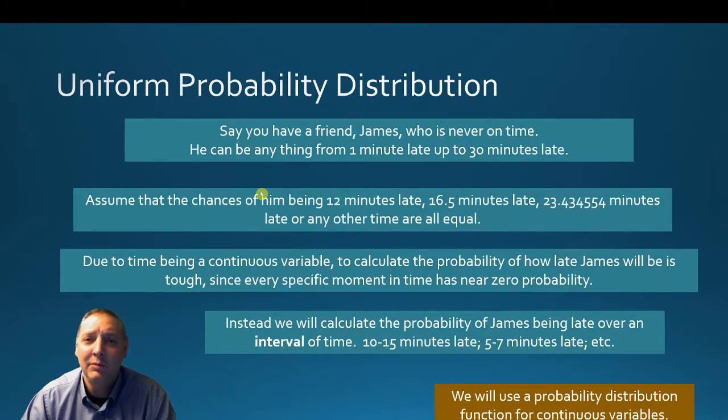In today's experiment, we're going to look at our friend James, who's always late. Now James is going to follow a uniform distribution where he could be anywhere from 0 to 30 minutes late. Now again, like the previous lesson, it's tough to calculate exactly precisely when he'll be late, so instead we'll calculate an interval of time for James to be late.